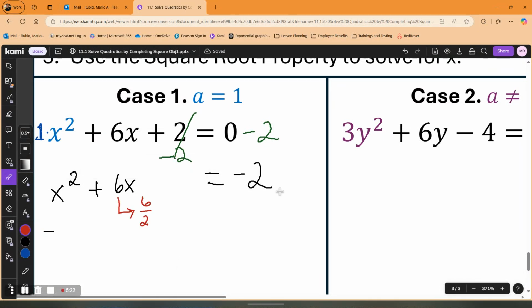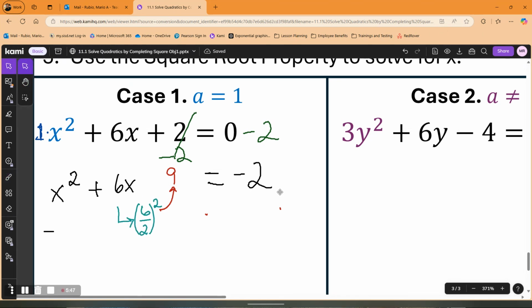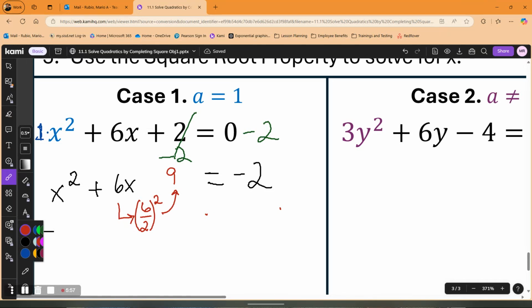Six divided by 2 squared. So I take b, I take half of b and square it. 6 divided by 2 is 3. 3 squared is 9. So here I write 9. Okay. Six divided by 2 is 3, and 3 squared is 9. That's where that 9 came from. It's a positive.